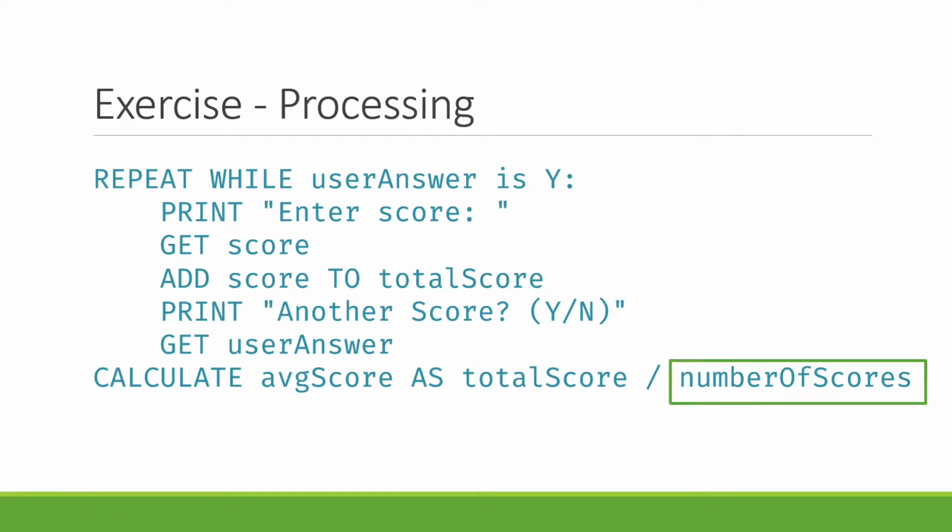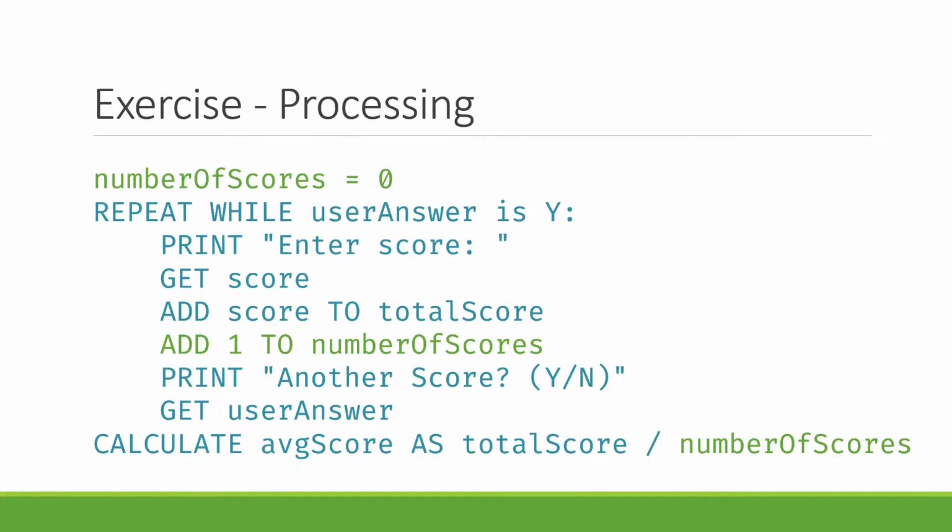However, where does the number of scores come from? Like, how do we know how many scores the user entered? We still haven't figured that out. What we're going to have to do is keep track of that ourselves. So each time the user enters a score, we will increment a counter. So here I've created a counter variable called number of scores.